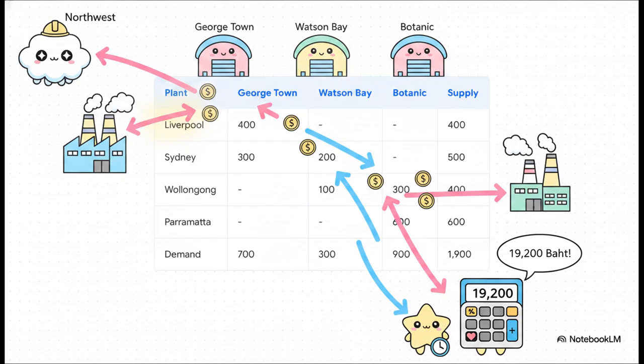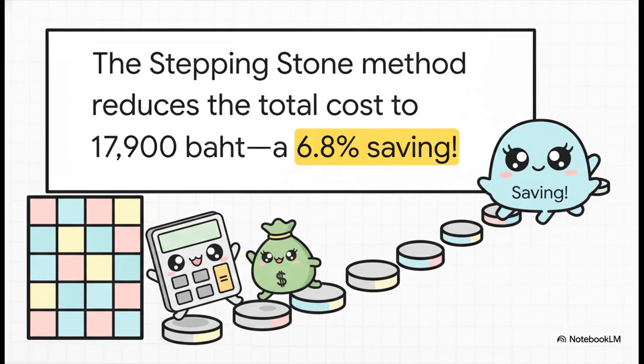But remember, this is just our starting point. We can do better. That's where stage 2 comes in, using the stepping stone optimization method. This systematically tests every empty cell in our matrix by tracing a closed loop to see if moving our allocation there would actually lower costs. After running just 2 iterations of the stepping stone method on the MBS network, we reallocate the flow and drop the cost from 19,200 down to 17,900 baht. That is a massive 6.8% saving on transport essentially overnight just by optimally solving the math.